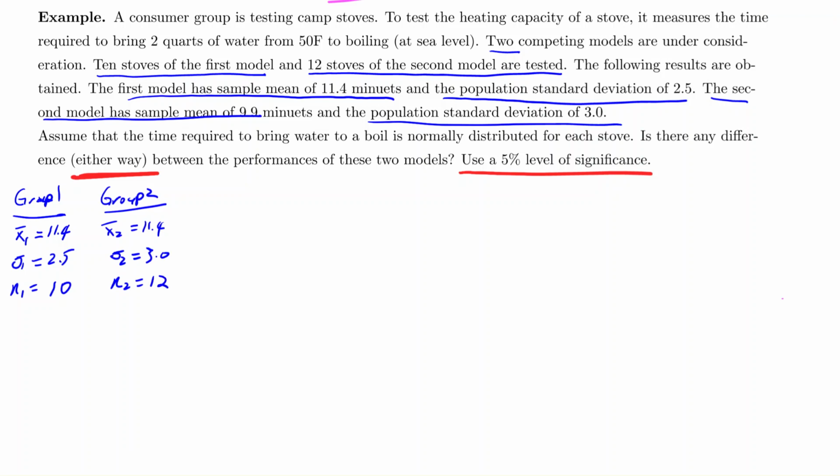Okay. So we organize the information first, and let's form the statements. The null hypothesis will be that they're equal: the population mean of the first group equals the population mean of the second group. And then the alternative hypothesis is either way, are there any differences? So are they actually different or not? So they're different. In this case, we have a two-tailed test.